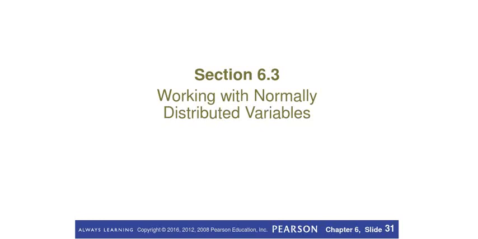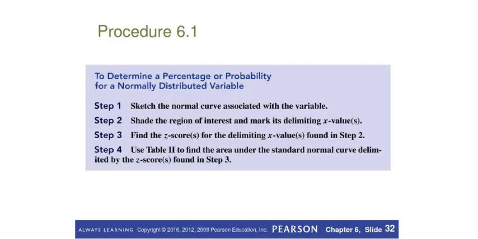Okay, so how do we actually go about working with these normally distributed variables? Let's say that it's not a standard normal distribution like we looked at in our last video, but a normally distributed variable with some other mean and some other standard deviation, not 0 and 1. Well, this is a job for our z-score.